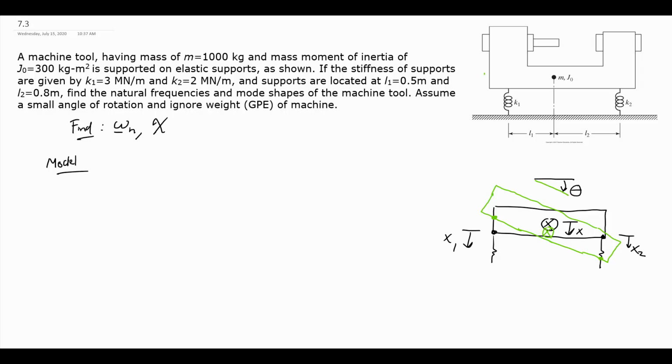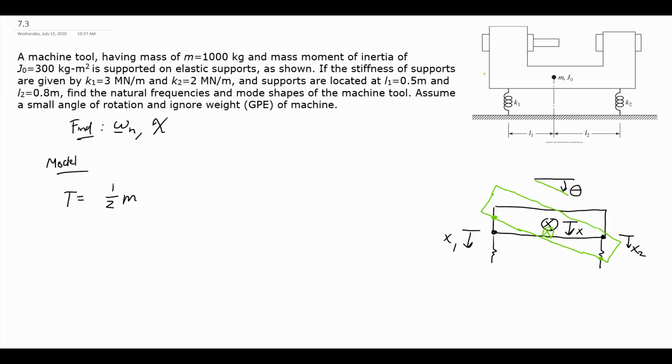All right, so let's start with our model now. Let's look at the kinetic energy. The kinetic energy will be in the machine tool that is able to translate and rotate. The springs will have no kinetic energy. So we need to compensate for the translational kinetic energy of the tool.